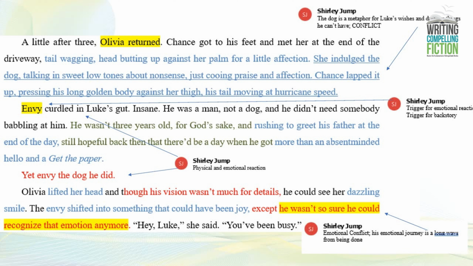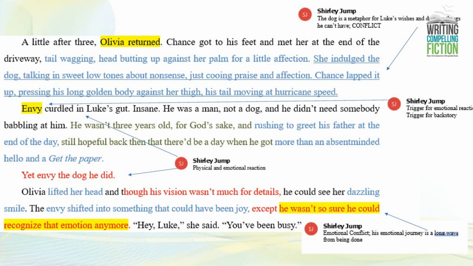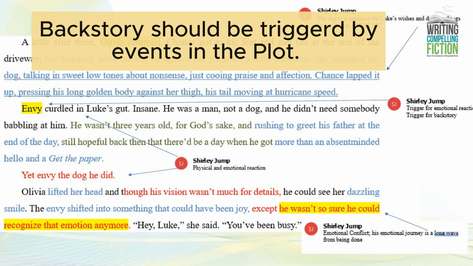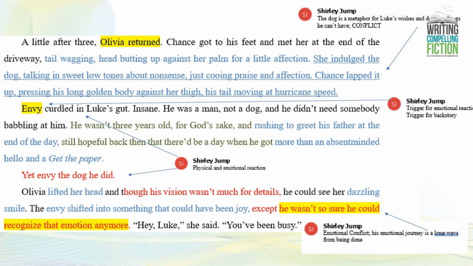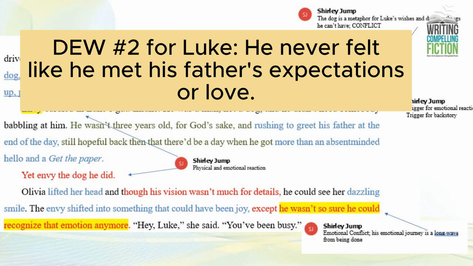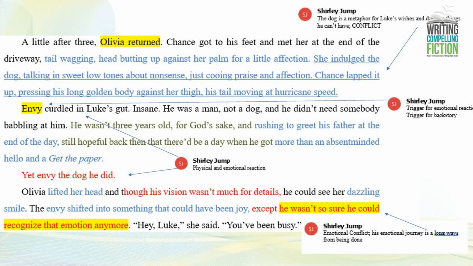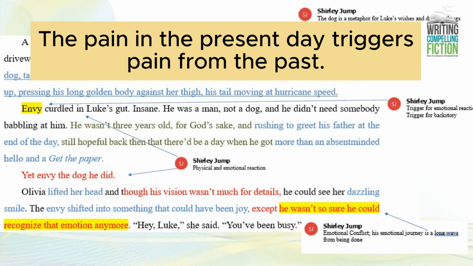Okay, so what that moves into is backstory. So the dog goes and loves on Olivia. Luke sees it and is envious of the dog, and then that triggers a memory in him of where that comes from. Remember how we talked about deep emotional wounds with characters? This is part of his deep emotional wound, that his father was never there in his life. No matter what Luke achieved, no matter how good of a job Luke did in the Coast Guard or how many lives he saved, his father was just like, whatever. That moment with the dog triggers the memory of him rushing to greet his father when his dad just goes, hey, get the paper for me. So you can see that pain in Luke's memory that is triggered by the same thing.